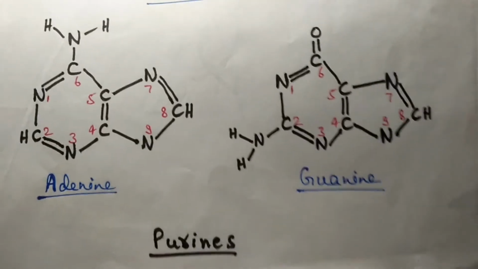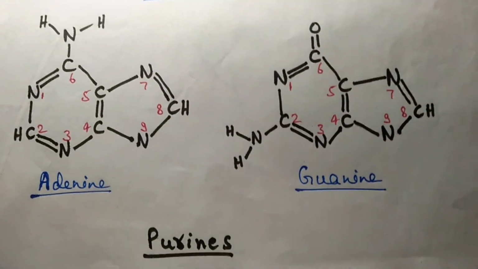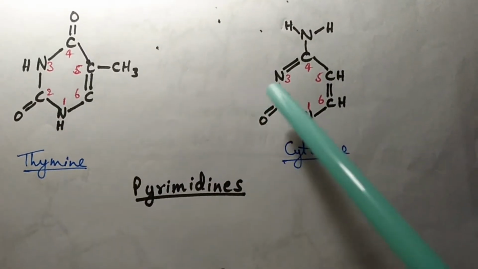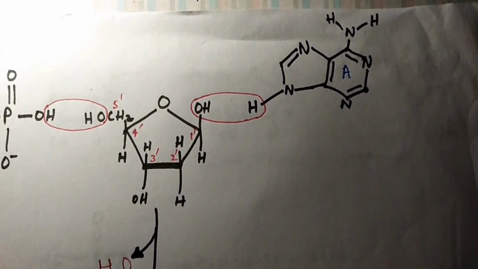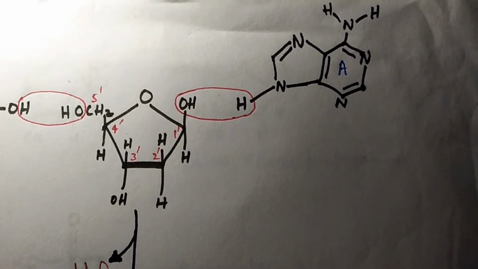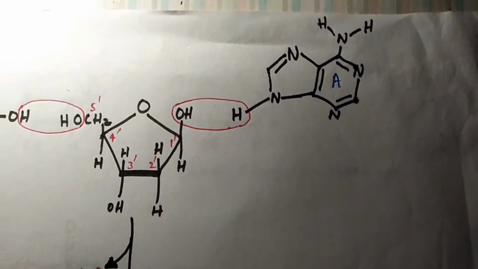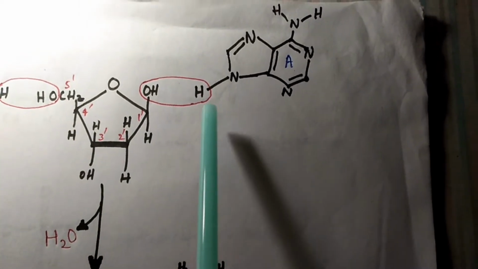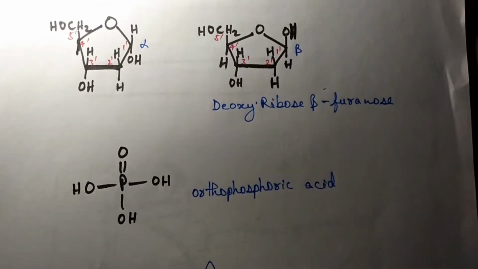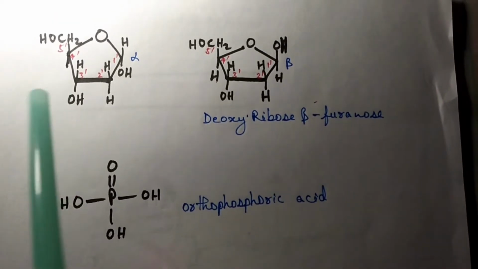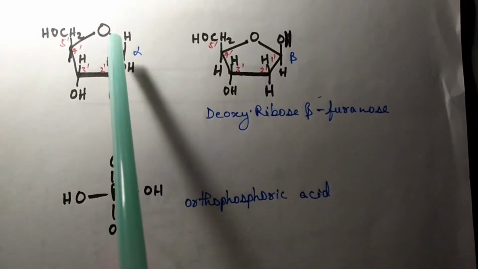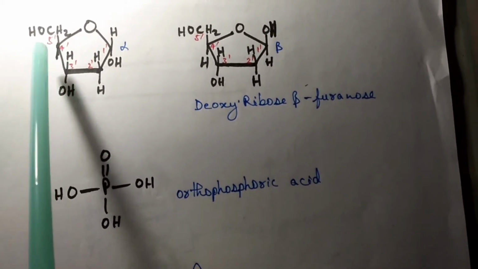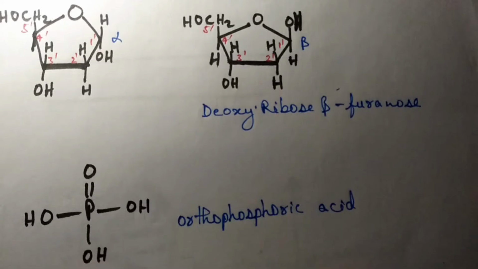In case of purine, N9 is linked to the pentose sugar, and in case of pyrimidine, N1 is linked to the pentose sugar. The beta N-glycosidic bond is formed by removal of elements of water, a hydroxyl from the sugar and a hydrogen from the base. In case of pentose sugar, 4 carbon atoms are combined with one oxygen to form a ring, and the 5th carbon atom forms a CH2 group outside the ring.